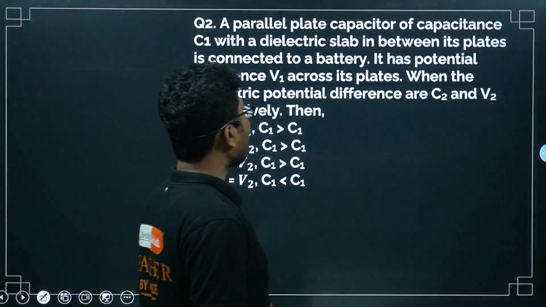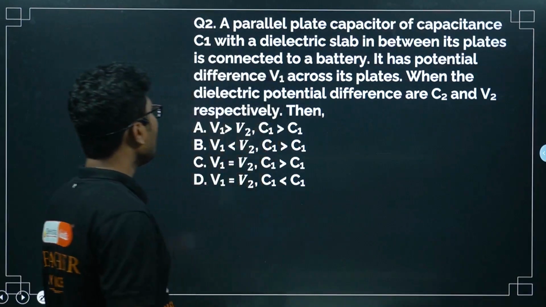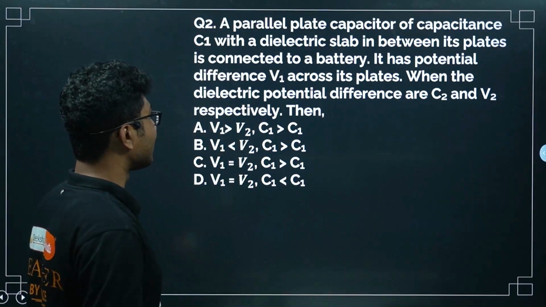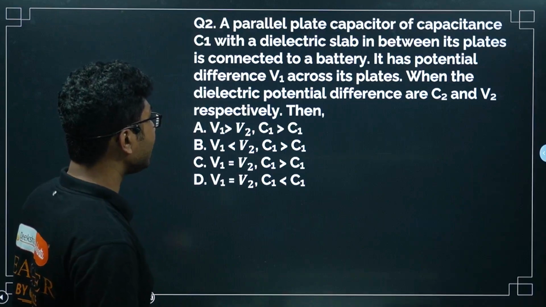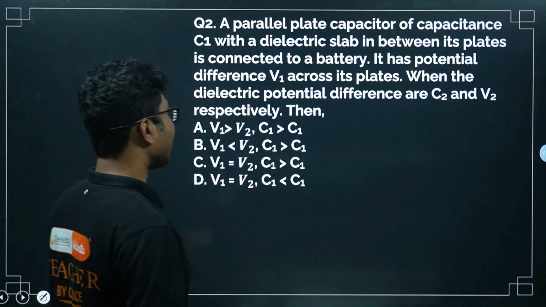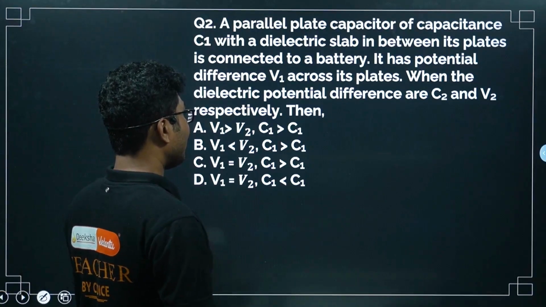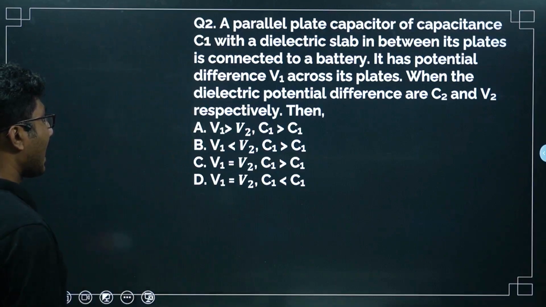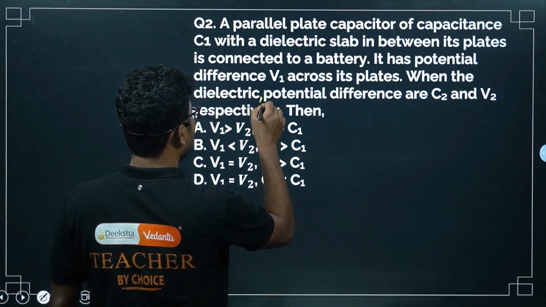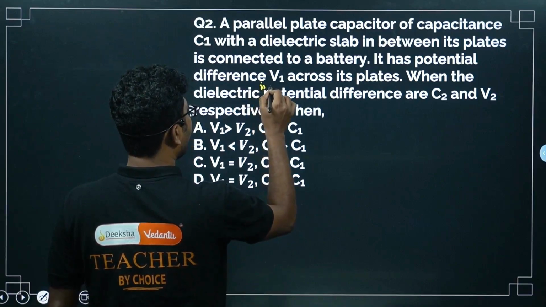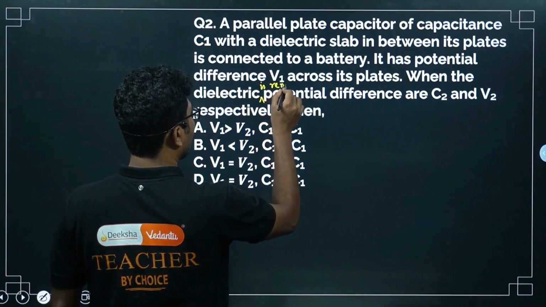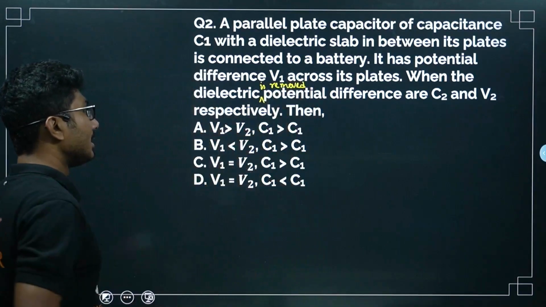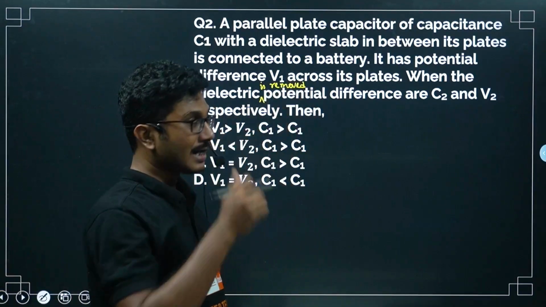Now, a parallel plate capacitor of capacitance C1 with a dielectric slab in between its plates is connected to a battery. It has potential difference of V1 across its plates. When the dielectric is removed, the capacitance and potential difference are C2 and V2 respectively.